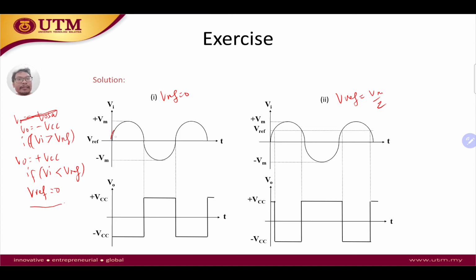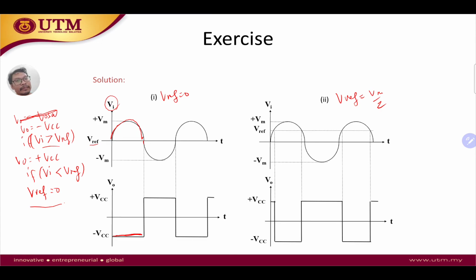So Vi is greater than VREF. Okay, so here is our Vi. So is Vi greater than VREF? Yes, up to this point. Okay, and up to this point VREF here is 0. So Vi is actually greater than VREF, and therefore our V out is going to be a constant negative VCC.